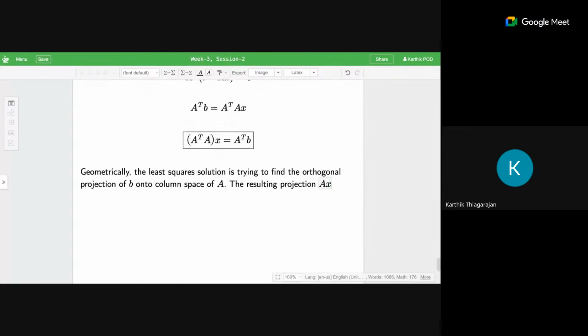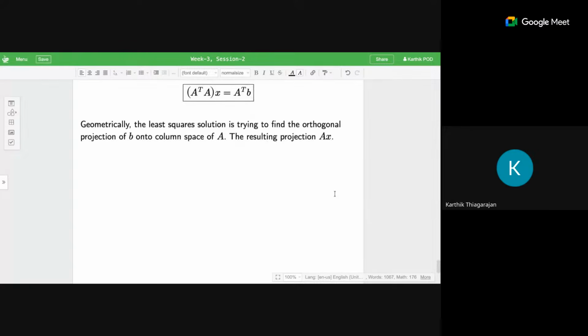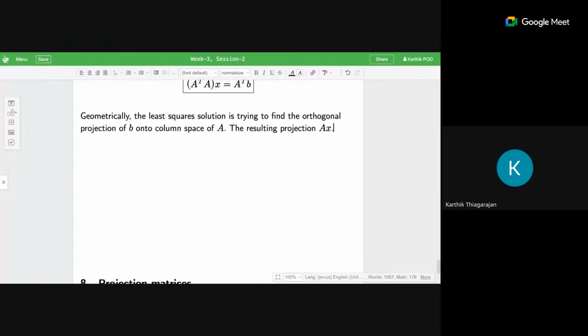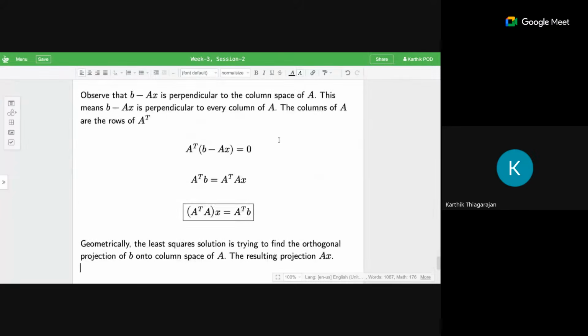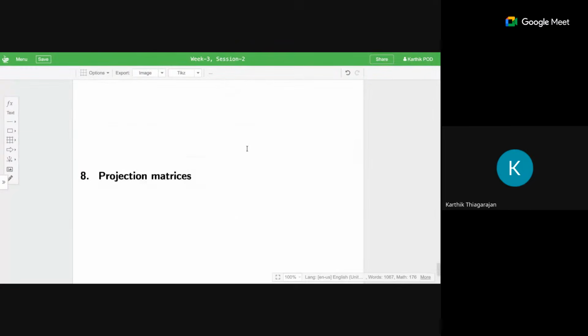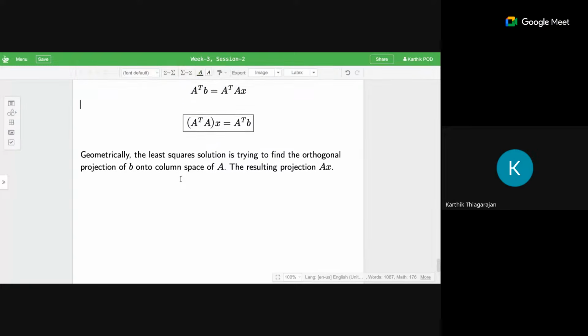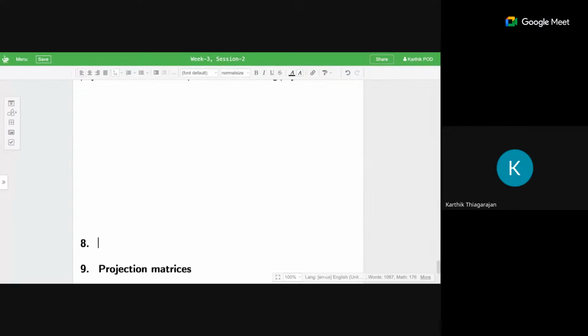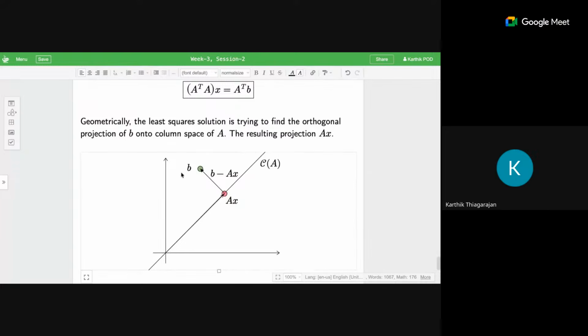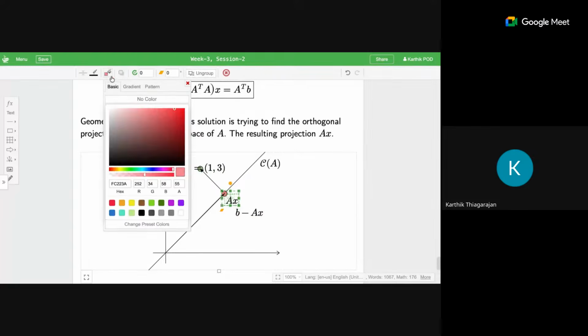So I'll close with projection matrices. Unfortunately, we don't know if we'll have time, but let's quickly do one example of a projection where A is just a vector, as done in the lectures, so that we close that. Let's say b is equal to 1, 3. Okay, it doesn't matter what exactly this is.